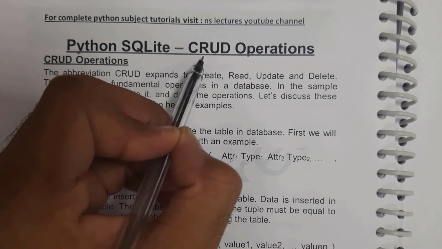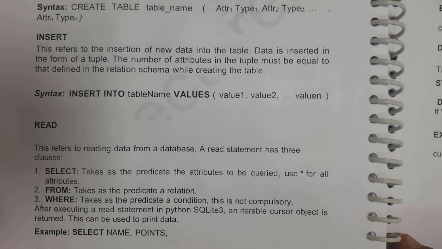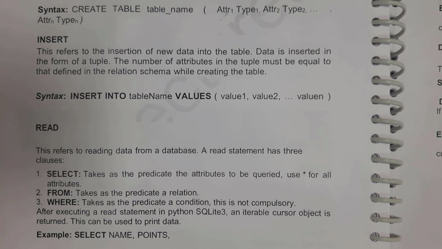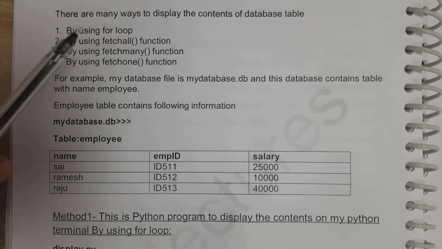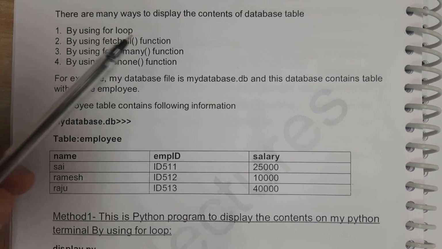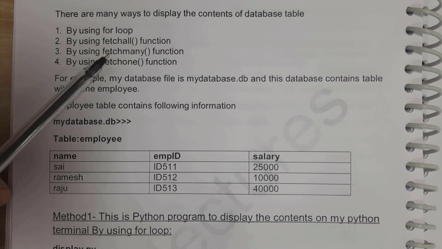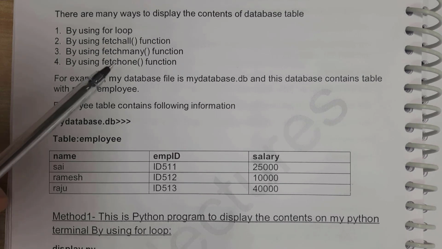And next I will explain what is the use of the read operation. Read operation is nothing but whatever table is present inside my database, I want to see the table in my output screen. This is known as read operation. In order to see the table in output, there are 4 ways. First one is by using a for loop, next one is by using the fetchall function, next is the fetchmany function, and next is the fetchone function.